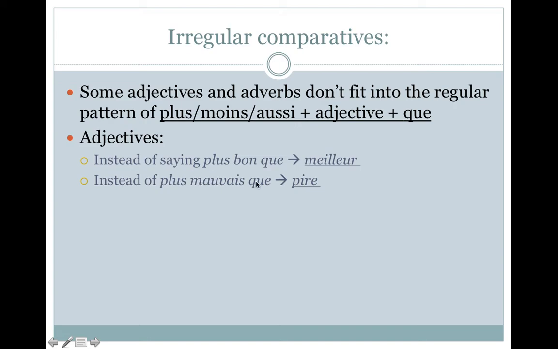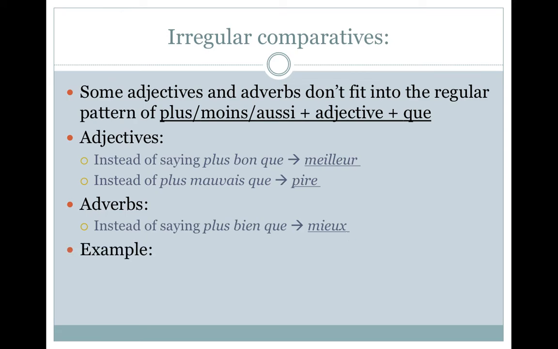Instead of plus mauvais que, you don't say more bad than. Same in English. We don't say more bad than, we just say worse, which in French is pire. And then for adverbs, instead of saying plus bien que, you don't say more well than, you just say better, and better en français, ça c'est mieux.